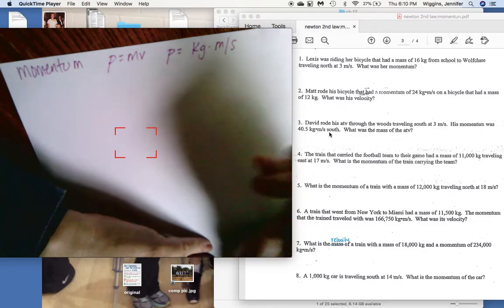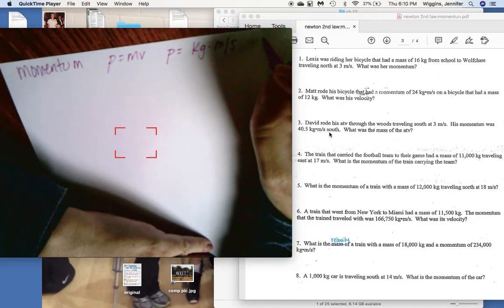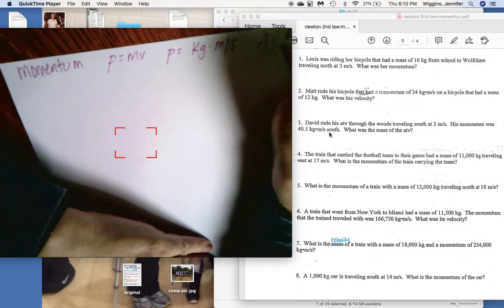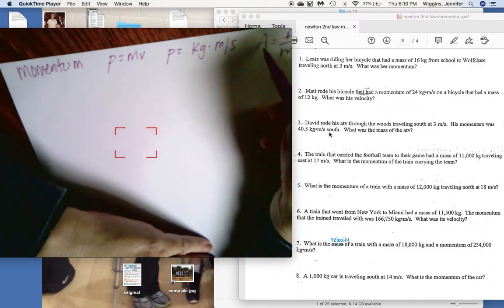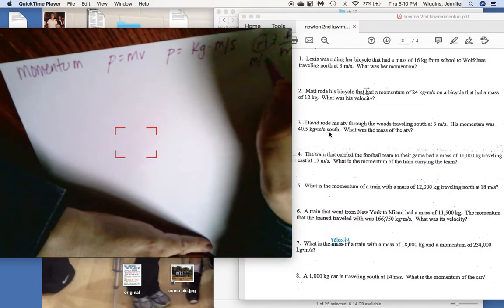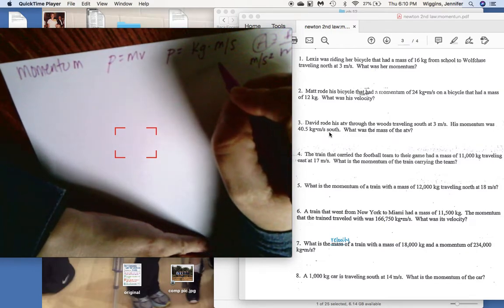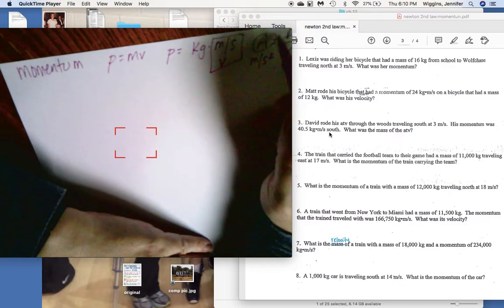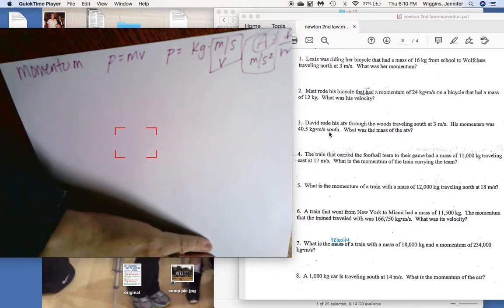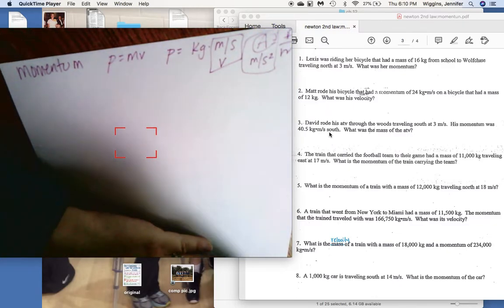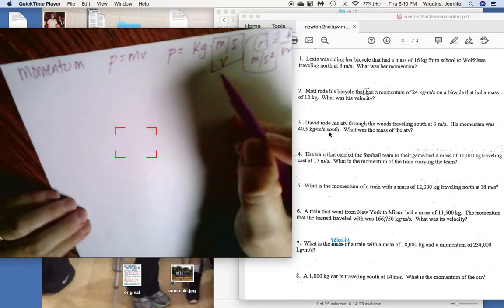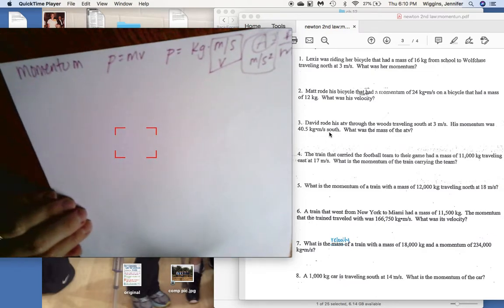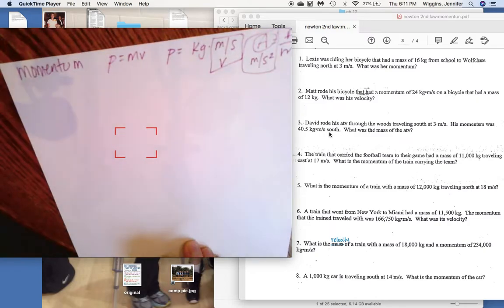Now listen, when you are using acceleration equals force over mass, acceleration is meters per second squared. Velocity is meters per second. These two get really confusing. Pay attention to the difference between velocity and acceleration, okay? These can be really confusing for everybody.